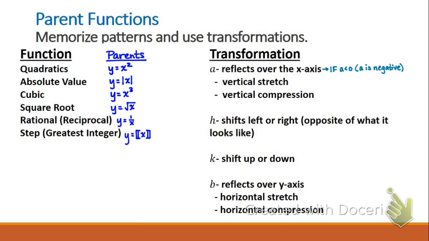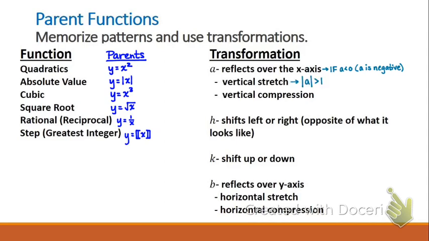Okay, so now a quick review of transformations. We have A, H, K, and B. You might not be as familiar with B. We'll talk about that one, and we'll practice some transformations with it. A is going to reflect over the x-axis if A is less than 0. So if A is a negative number, then you're going to reflect over the x-axis.